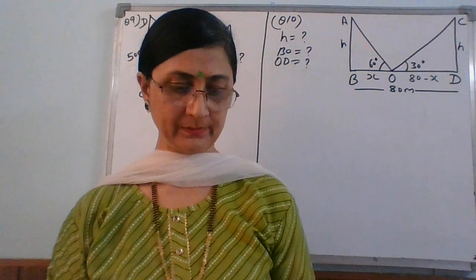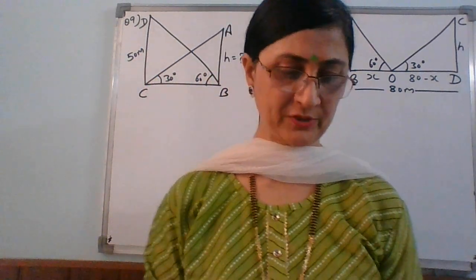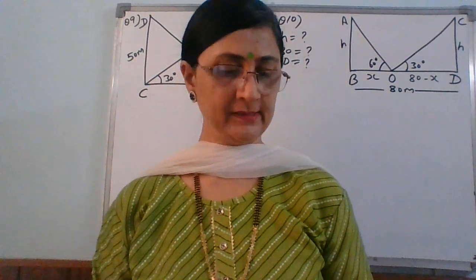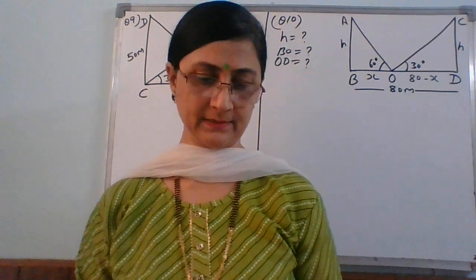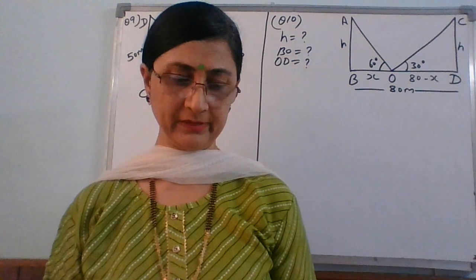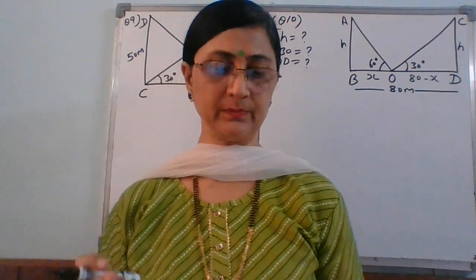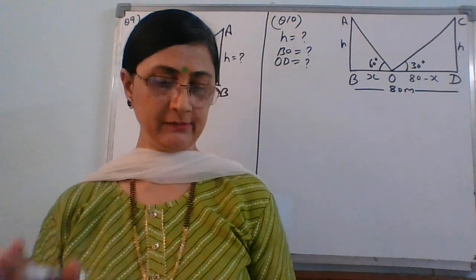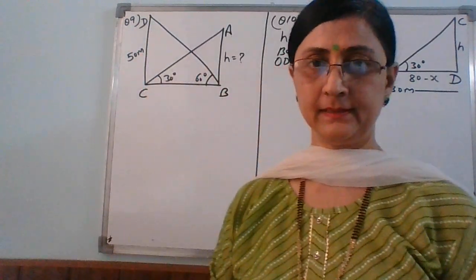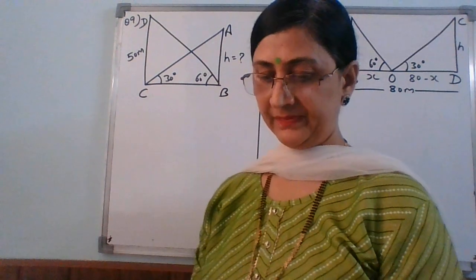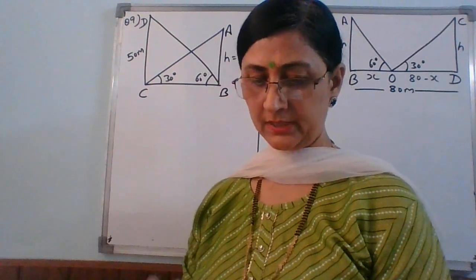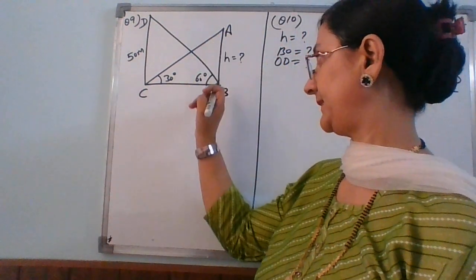We'll be doing question number 9th and 10th. First I'll read the question, the statement. Question 9. The angle of elevation of the top of a building from the foot of the tower is 30 degree. And the angle of elevation of the top of the tower from the foot of the building is 60 degree. If the tower is 50 meter high, then find the height of the building, right? So this is the height of the tower and this is the height of the building, right?